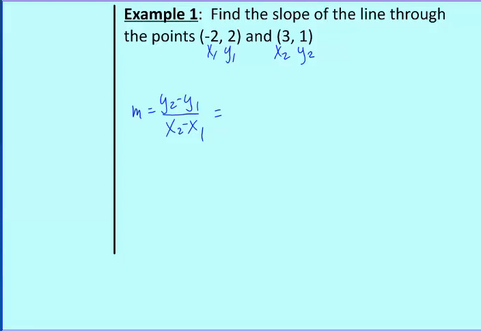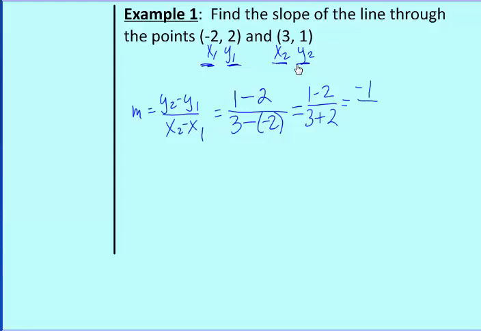So then next, y2 is 1, so we're going to start plugging in our numbers. Minus y1, which is 2, divided by x2, which is 3, minus x1, which is negative 2. Be extra careful with the minus and the negative parts. So it's 1 minus 2 on top, and when you have 2 minuses next to each other like that, a minus and a negative, that makes it 3 plus 2. So negative 1 on top, 5 on bottom. Our slope is negative 1/5.